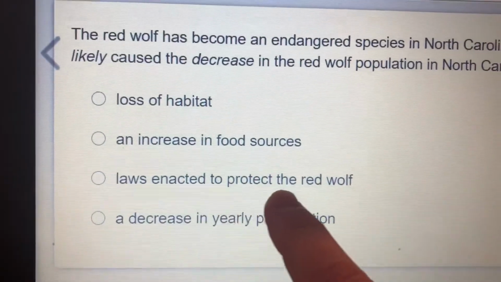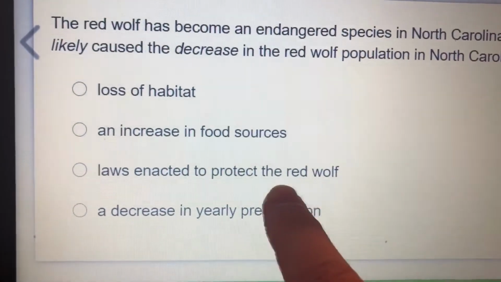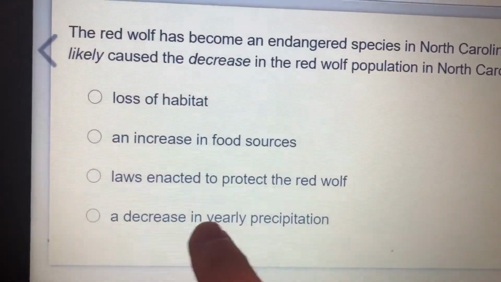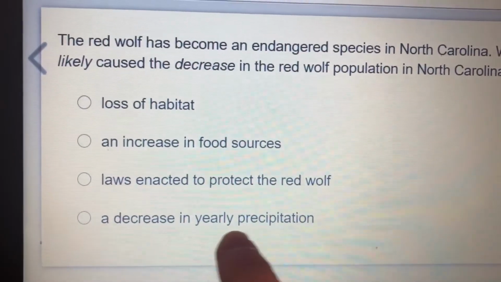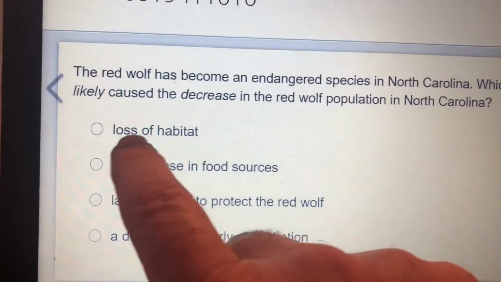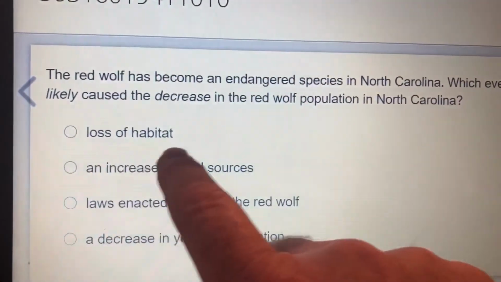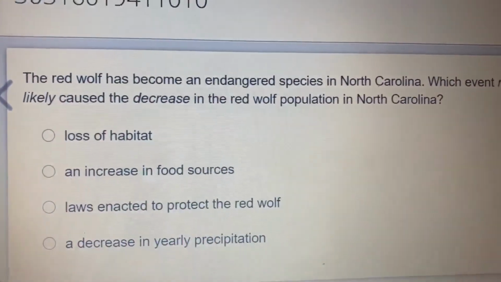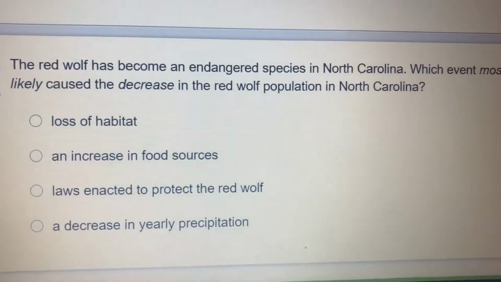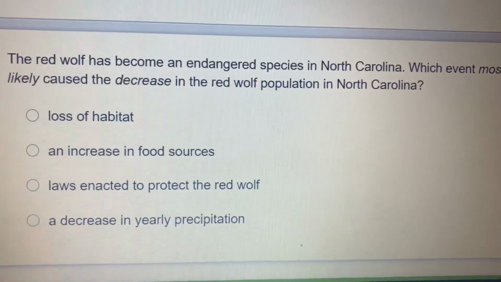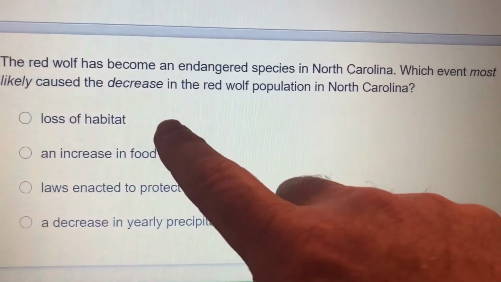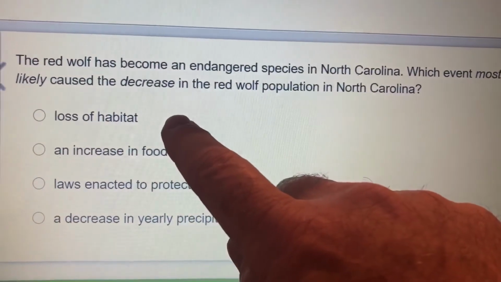Laws enacted to protect the red wolf. Well, if we were protecting it, they wouldn't become less. A decrease in yearly precipitation. So less water. I think the one that is making sense here is this one. That they were losing their habitat, their home. Yes, that's the one that makes the most sense. So either the forests were being cut to make homes or to make farming land, something like that. So if they lose their habitat, of course, they are going to start dying off.